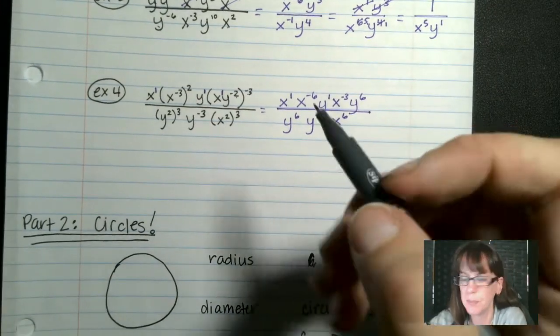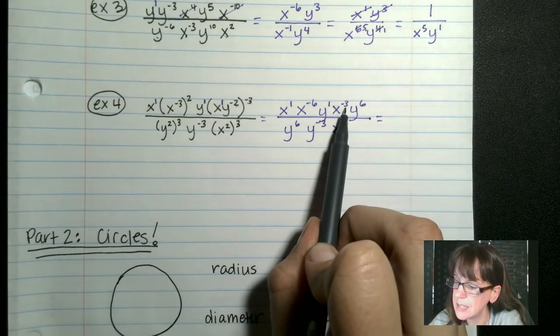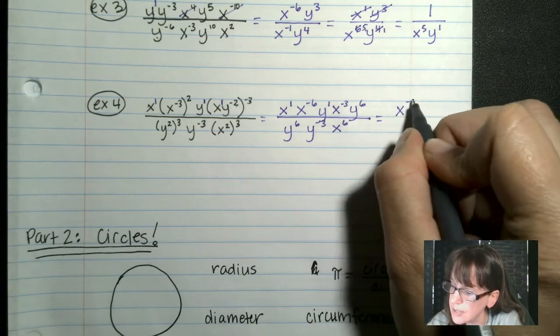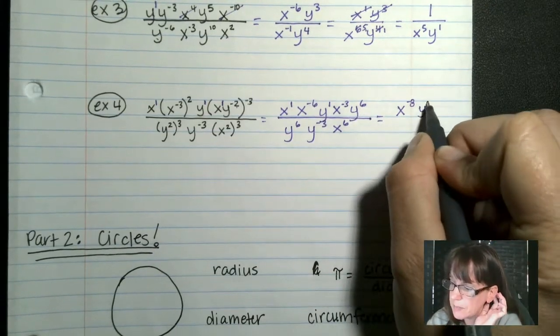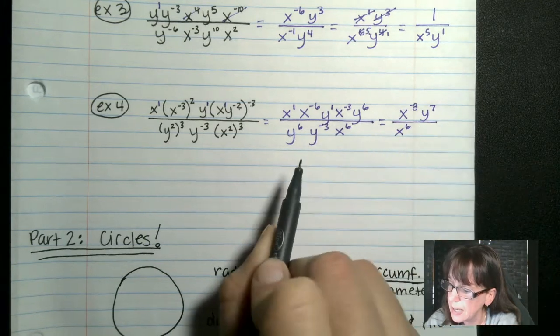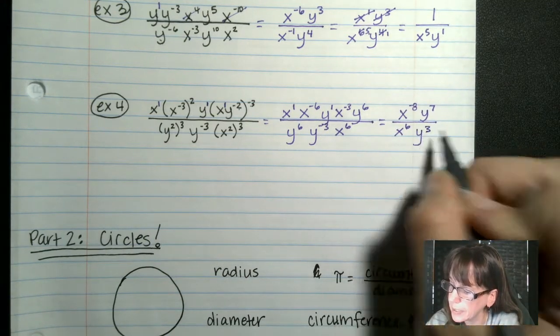Let's clean that up. Upstairs, we have our x's. 1, so we have negative 6, negative 3, that's negative 9, plus 1 is negative 8. So x negative 8. And then we have y1, y6, that's y7. All right, downstairs we have x6, and then we have y6, y negative 3, so that's going to be y3.